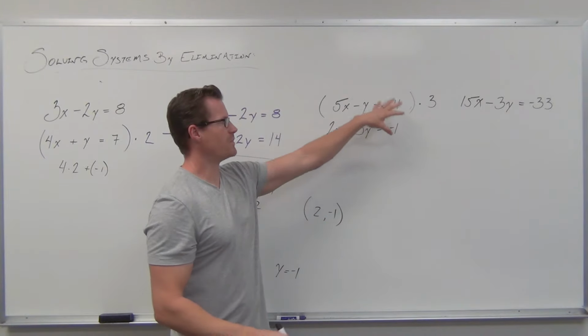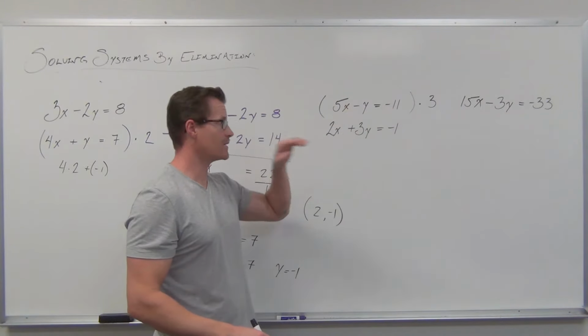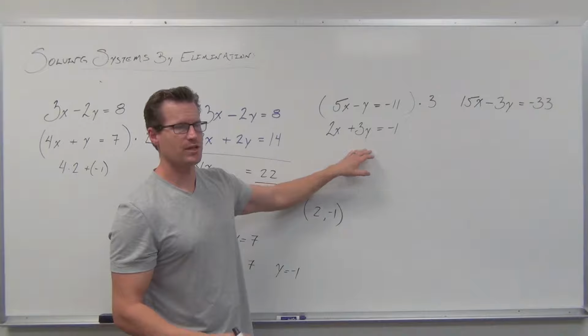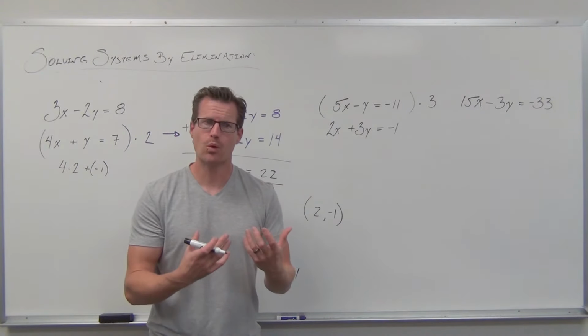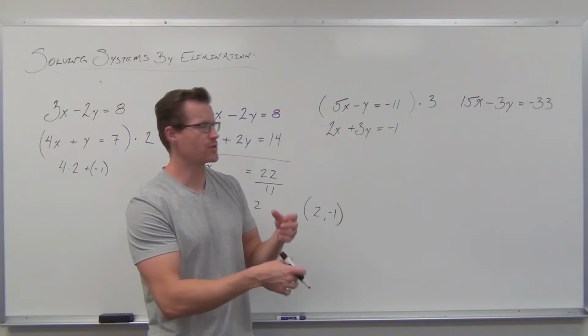So 15x minus 3y minus 33 looks pretty good. This bottom equation doesn't need to change. That's why we chose those y's, so that we didn't have to multiply more equations than we need to, or by larger numbers than we need to.